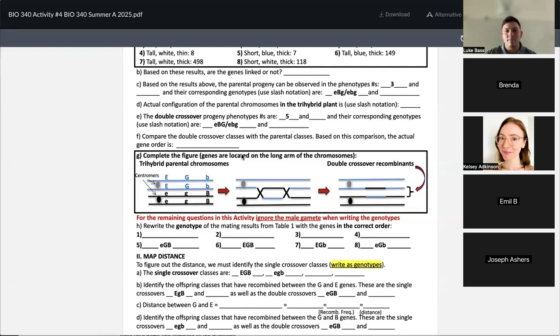Okay, until the actual order is figured out, as long as we put that G is in the middle at first. Okay, great. Thank you. Yeah, of course. I hope that makes more sense, matching the double crossover genotypes with the parentals. Nice. Sweet.